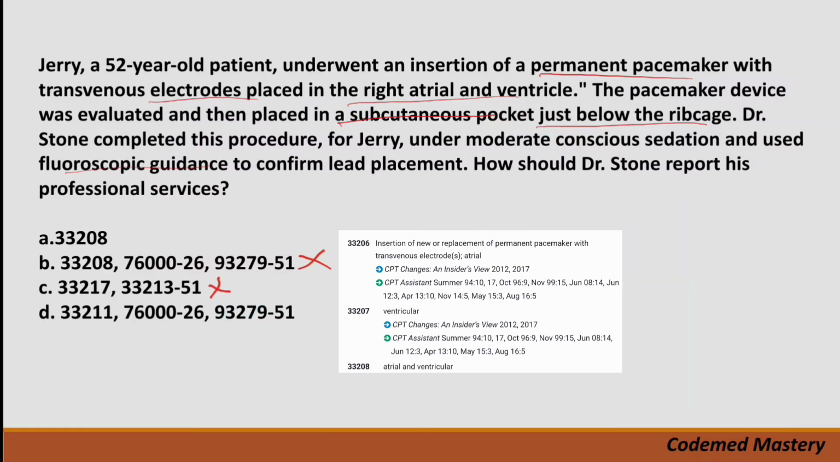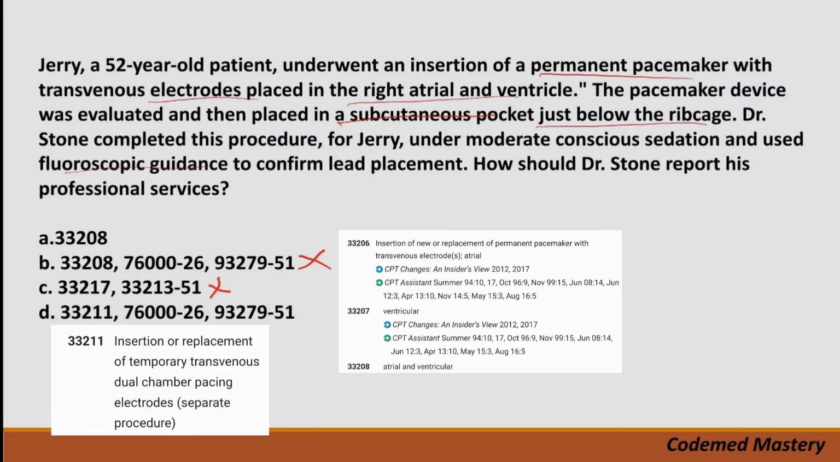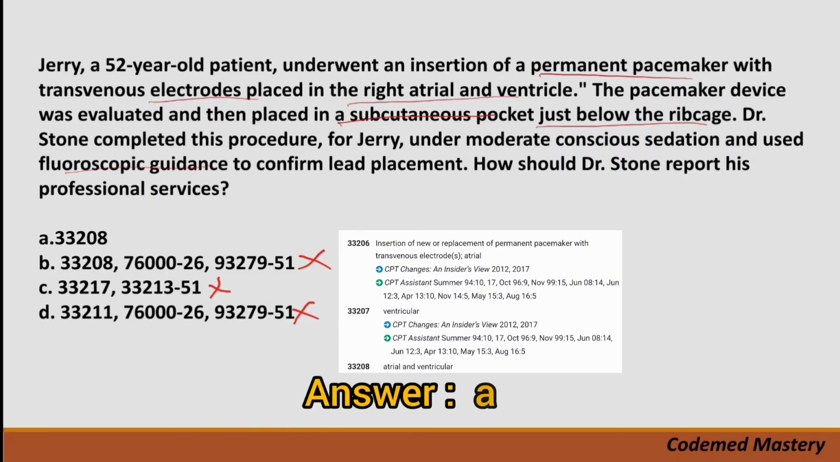Coming to option D, 33211, that is for insertion or replacement of temporary transvenous dual chamber pacing electrode. But in our question, it is permanent pacemaker. It is not temporary. So by this, we'll eliminate option D. We are left with option A, which is our right answer, 33208. Let us move on to the next question.